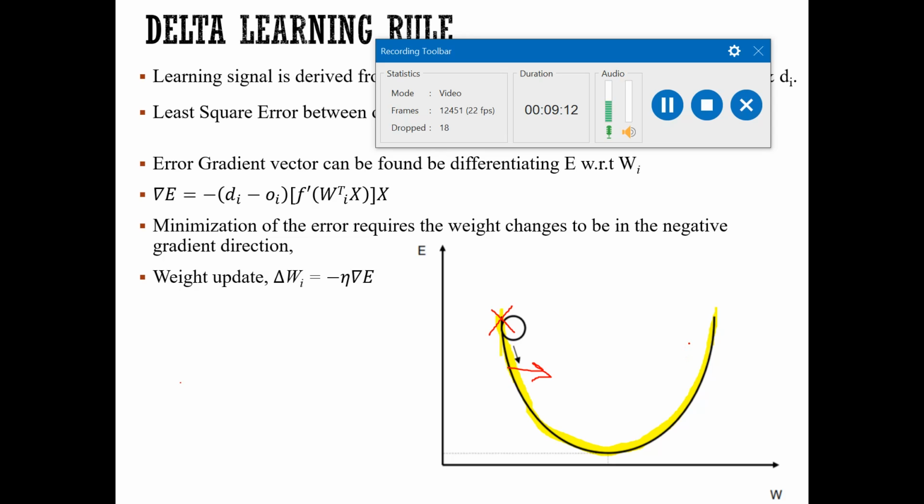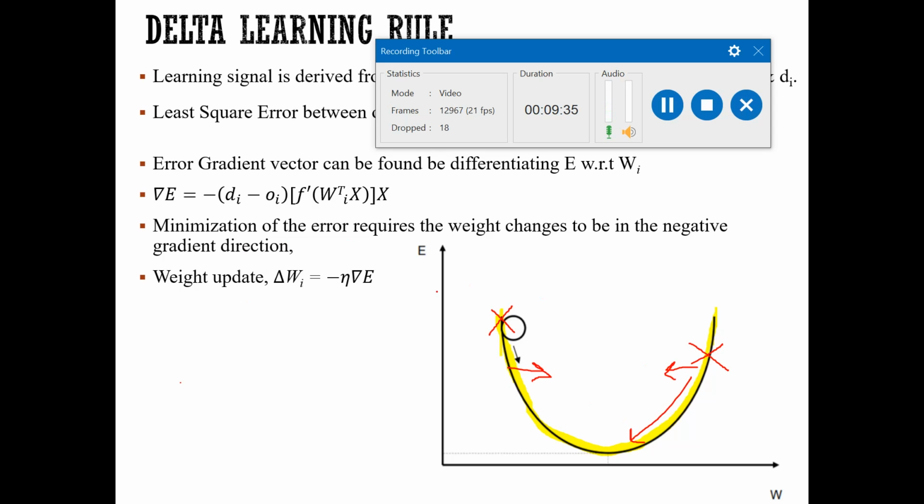If I am at this particular point here, and it is said that you have to go in the negative direction of the error gradient, meaning the slope should reduce, then it should go in this particular direction. So that means the weight vector has to be decreased.